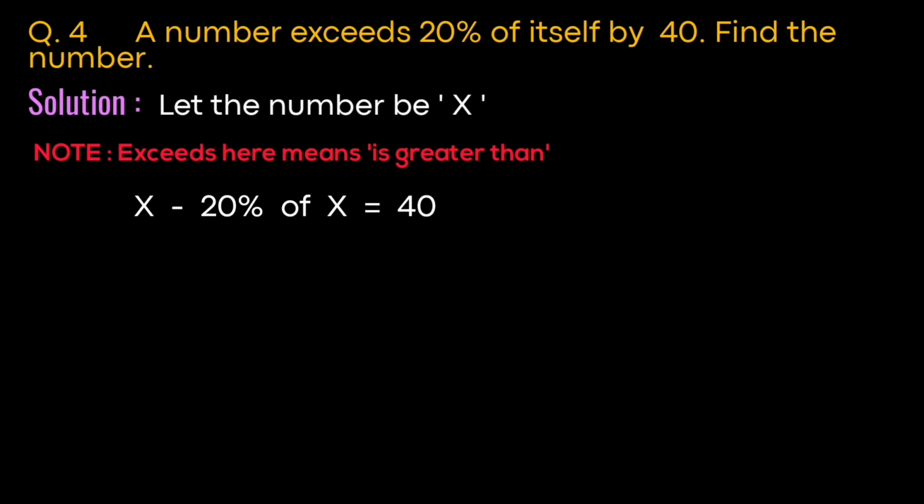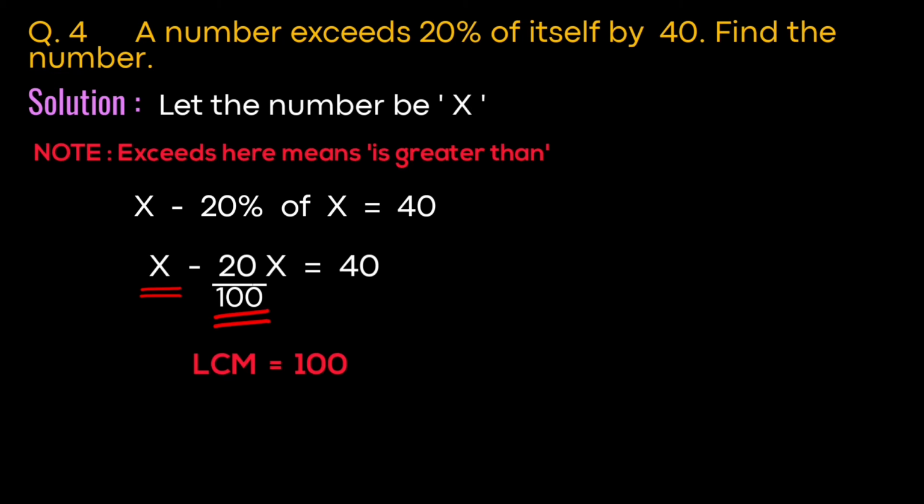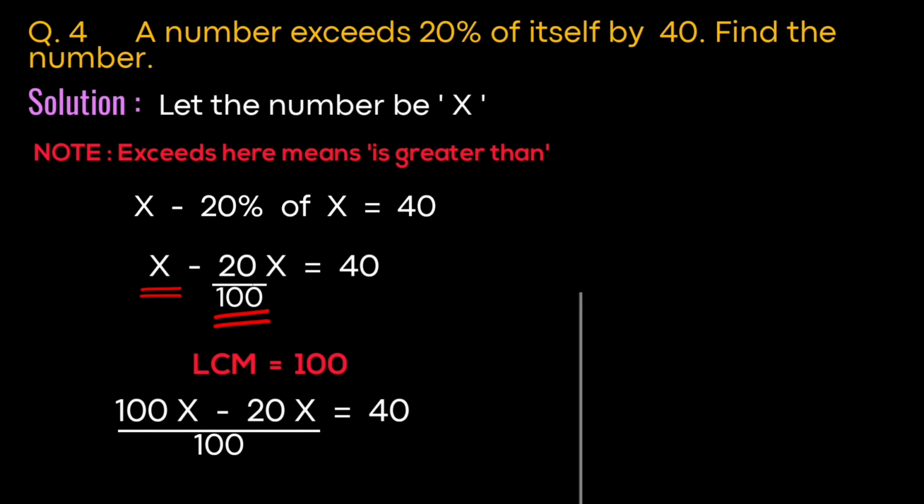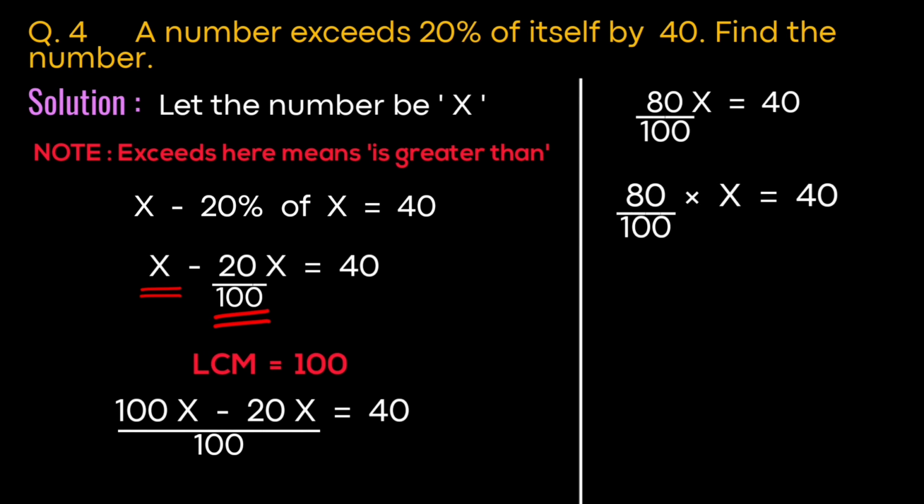20% means 20 by 100. So the equation becomes x minus 20 by 100 into x equals to 40. Now we need to make the denominators of x and minus 20 by 100 into x equal using LCM. The LCM here would be 100. The equation becomes 100x minus 20x whole upon 100 equals to 40. On further solving, we get 80x upon 100 equals to 40. That is 80 by 100 into x equals to 40.